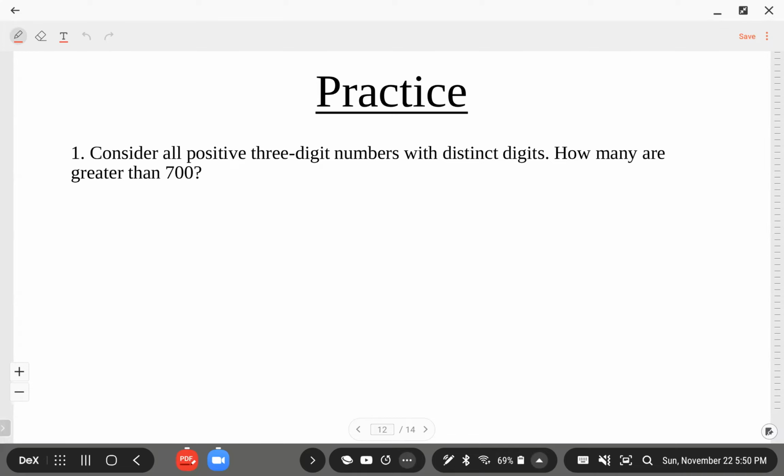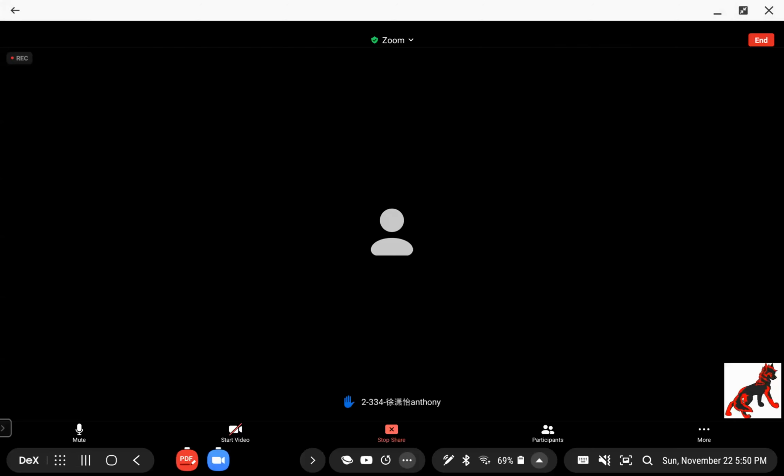Consider all positive 3-digit numbers with distinct digits. And distinct digits means every digit is not the same. Remember that 6-digit pin, right? You cannot use the same digit over and over again. Once you use it, it's gone. Throw it out the window. So distinct digits, every digit is not the same. I'll give you a few moments to try and solve this one, and put your answer in the chat box.